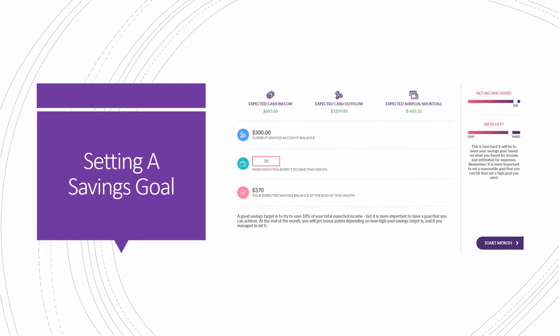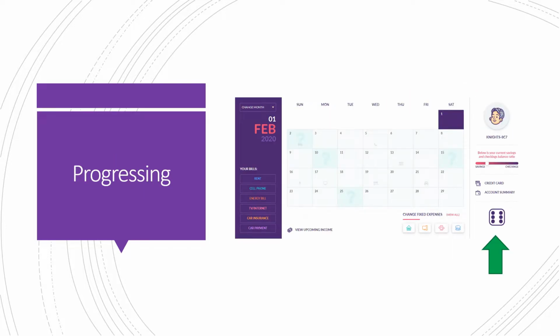Once you've set your savings goal, you can start progressing through the game. You'll be taken to the calendar screen, and to move through each month, you'll roll the dice on the bottom right side of each page. Each number on the dice corresponds to half a day of the game, so a 6 dice roll will move you forward 3 full days of the game.